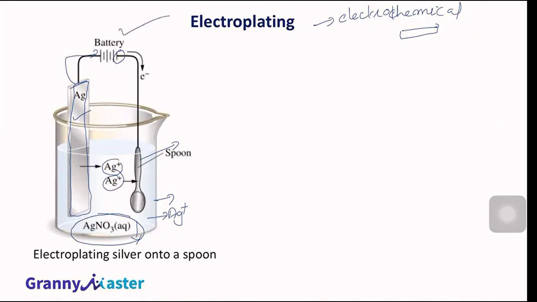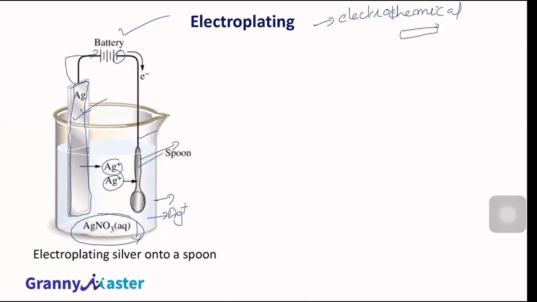We should switch on the battery. Once we switch on the battery, electricity will flow through this silver plate as well as the spoon. Then chemical reactions will happen. So with the help of electricity, we are going to create a chemical reaction. After that chemical reaction, what will form? That we are going to study.